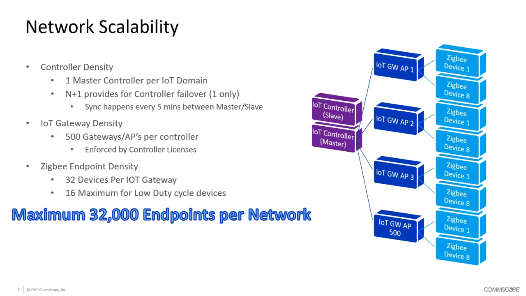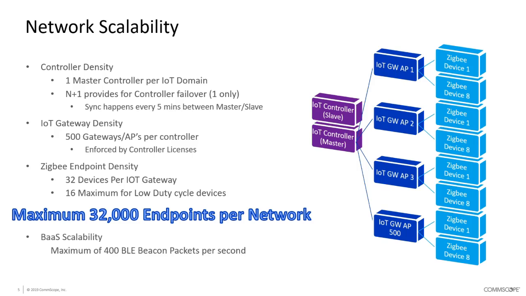So you need to look at your building or your environment and ask, how many devices do I need to put onto my network? Then how many gateways do I need? And then how many controllers do I need? With a single setup of one controller with an N+1 and multiple gateways, 500 gateways with 32, that gives you somewhere between 16,000 and 32,000 endpoints per network.